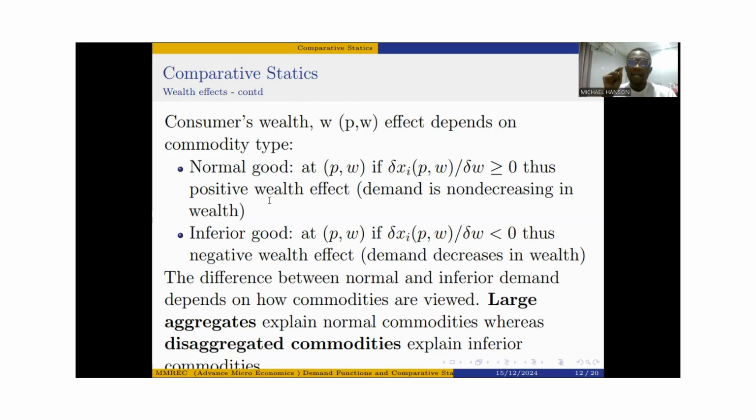That is called large aggregate. The consumer is viewing food in its large aggregate. Now think of another consumer who is able to segregate food into categories. Okay, so we have low degree food, middle degree food, and high degree food. Assuming the consumer started by consuming the low degree food, and there's an increase in income of the consumer, what happens is that now he's in a better position to afford the higher degree.